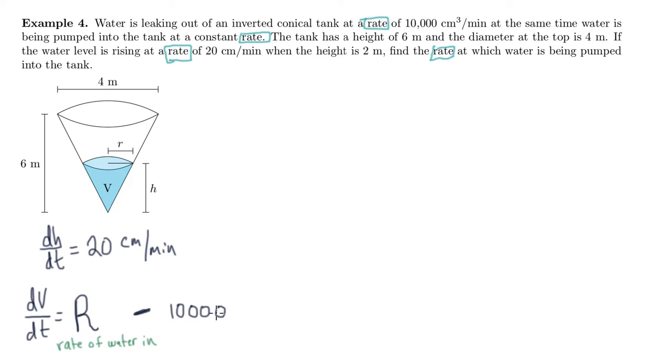Okay, so why is that? Because if I just think about the net change of water, if water is falling out of the cone and water is being pumped into the cone, the total change in the volume is the difference in the volume leaving the cone and the volume being pumped in. So it's the rate of water in minus the rate of water out, which we know is 10,000. And what we want to know is this R right here.